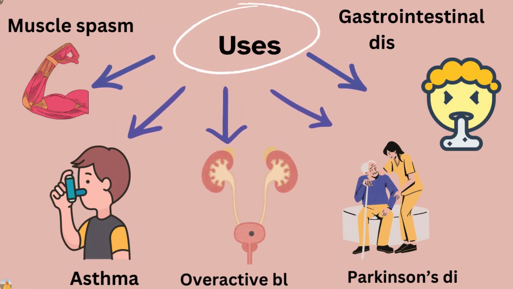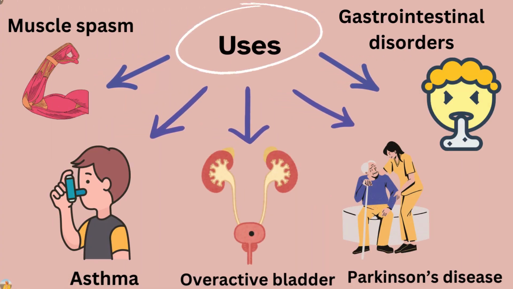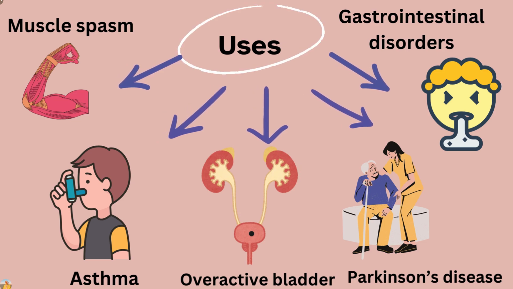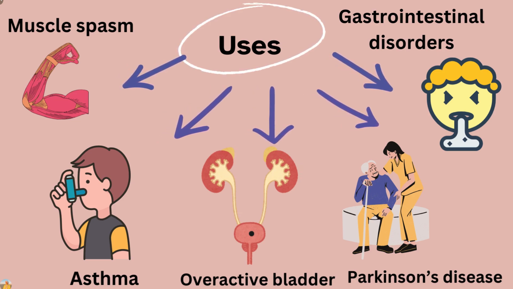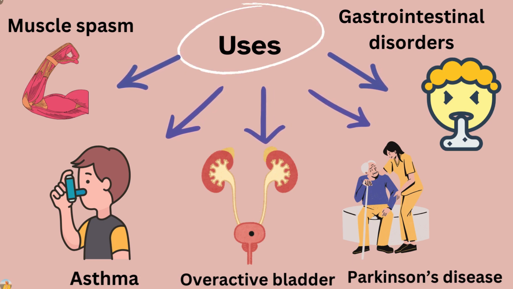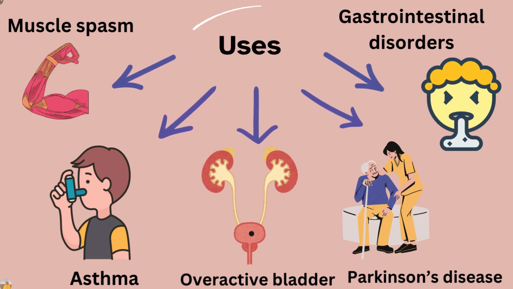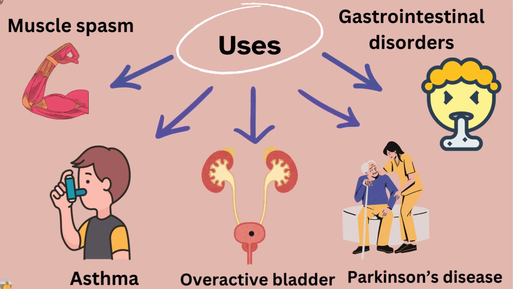Anticholinergics can help in treating various health conditions, such as respiratory disorders as asthma or chronic obstructive pulmonary disease, GIT disorders such as vomiting, tremors of Parkinson's disease, symptoms of overactive bladder and muscle spasm, and many other uses.